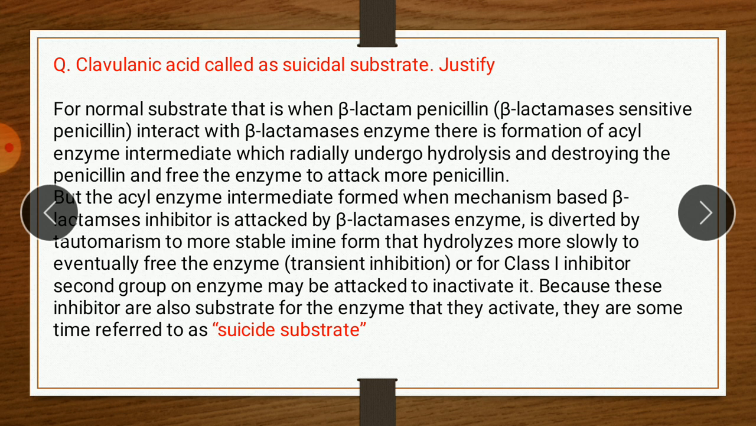But the acyl enzyme intermediate formed when a mechanism-based beta-lactamase inhibitor is attacked by the beta-lactamase enzyme is diverted by tautomerism to a more stable imine form that hydrolyzes more slowly to eventually free the enzyme. That is called transient inhibition. Or, for class 1 inhibitors, a second group on the enzyme may be attacked to inactivate it. Because these inhibitors are also substrates for the enzyme that they inactivate, they are sometimes referred to as suicide substrates.